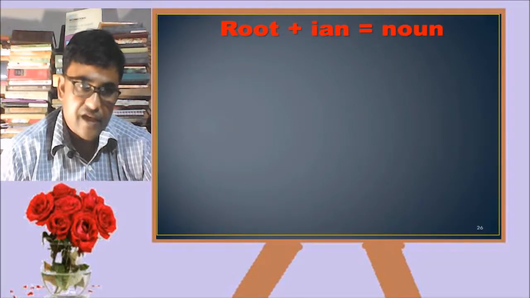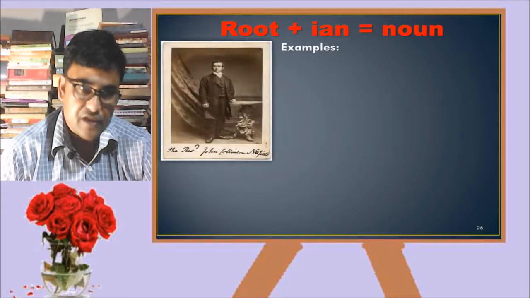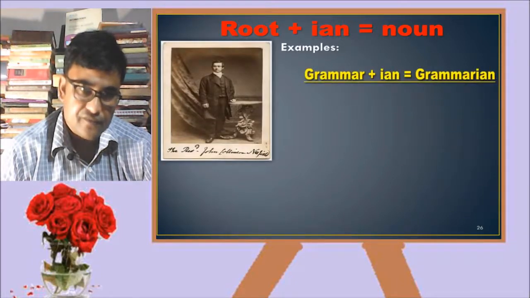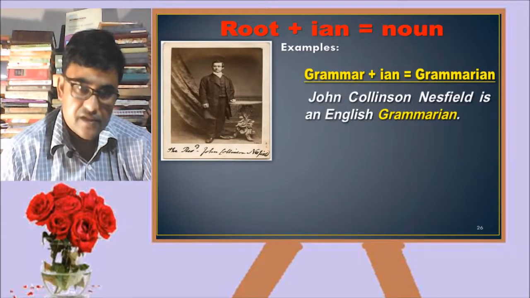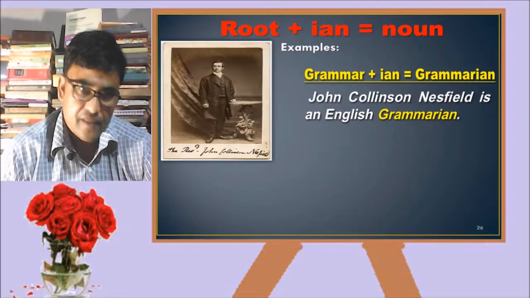Root plus IAN equal noun. Examples. First look at the picture. Grammar plus IAN equal grammarian. John Collinson Nesfield is an English grammarian. He is a popular grammarian also.